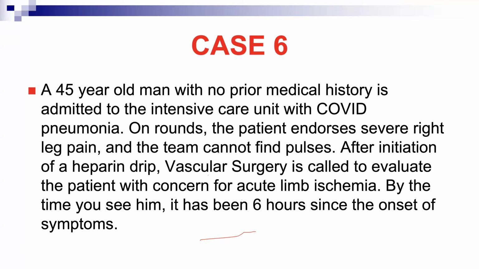Okay, a 45-year-old man with no prior medical history is admitted to the intensive care unit with COVID pneumonia. On rounds, the patient endures severe right leg pain, and the team cannot find pulses. After initiation of a heparin drip, vascular surgery is called to evaluate the patient with concern for acute limb ischemia. By the time you see him, it has been 6 hours since the onset of the symptoms. Okay, so what do we have here?